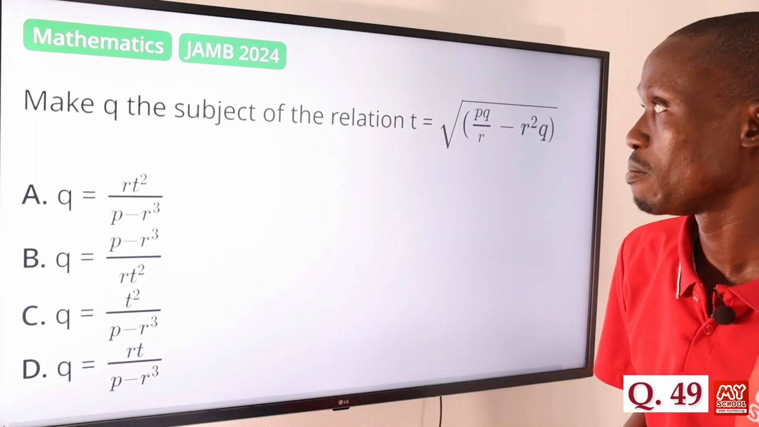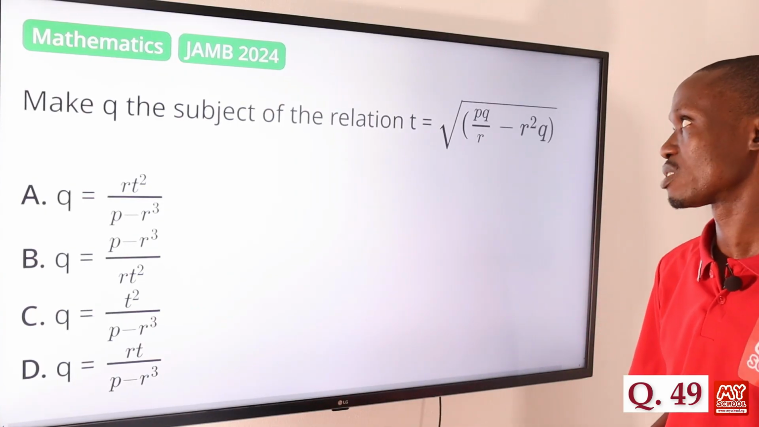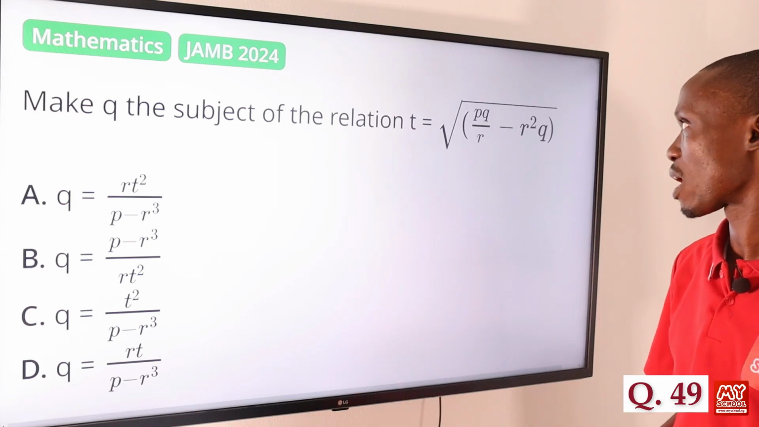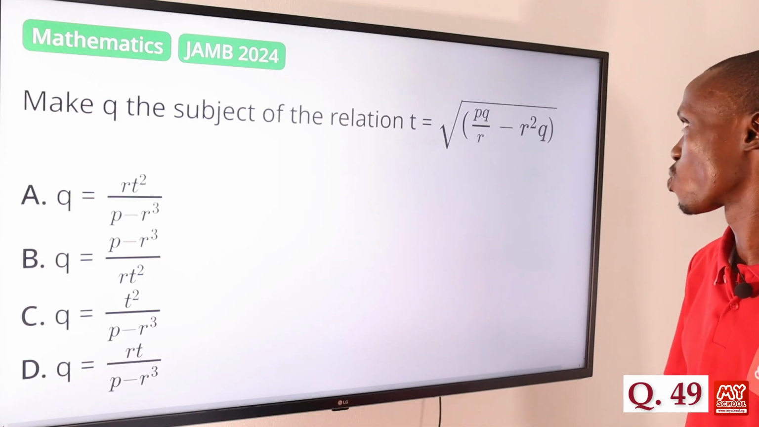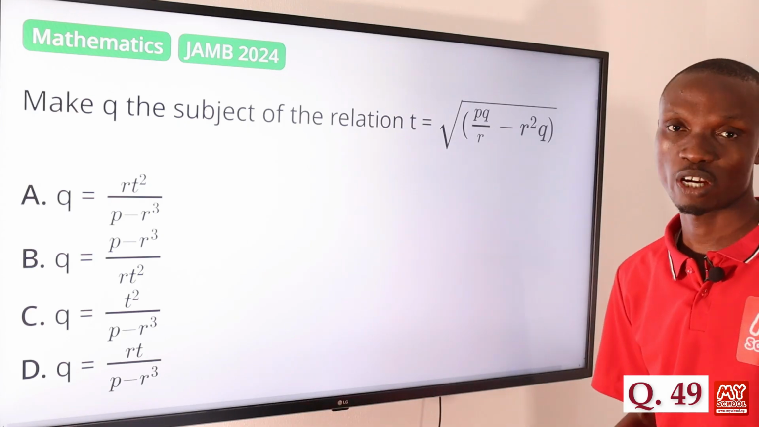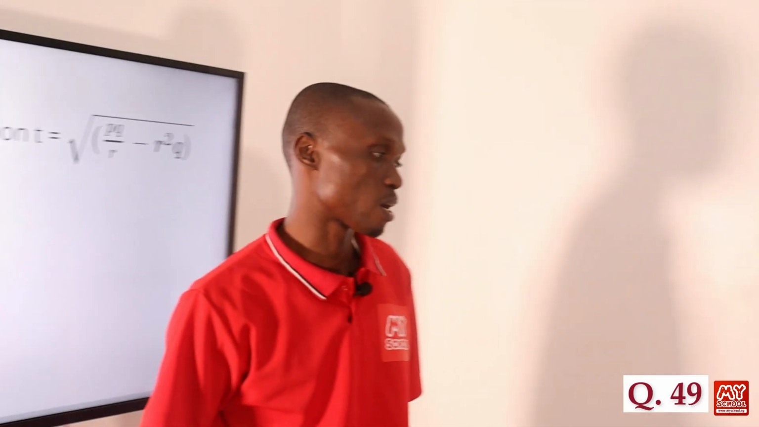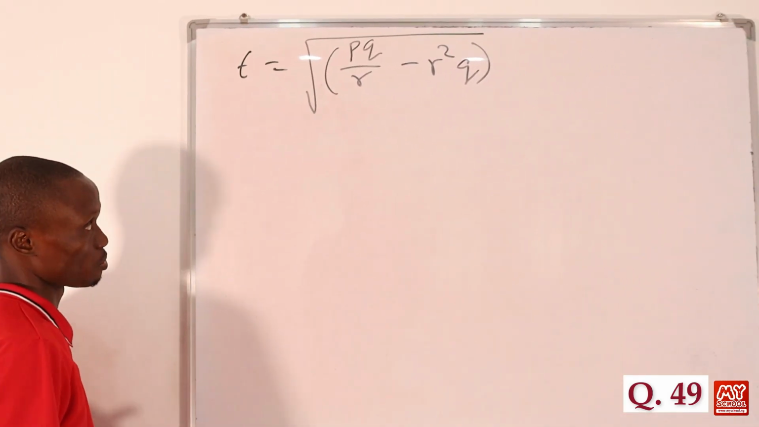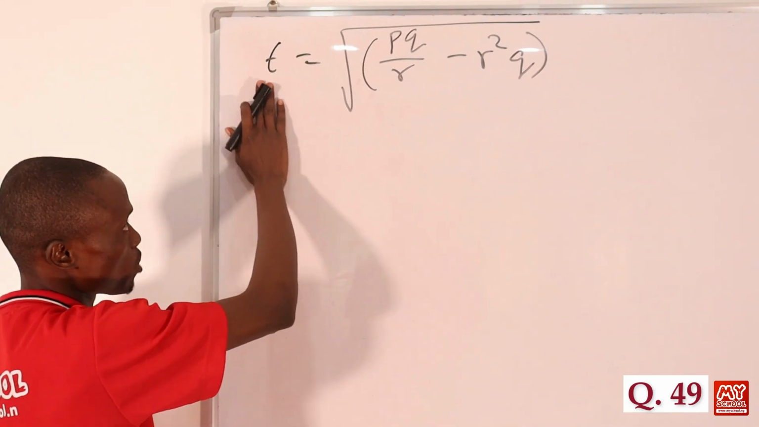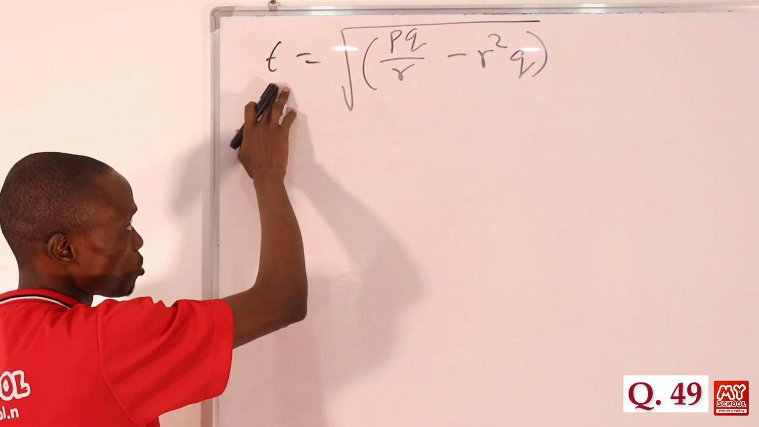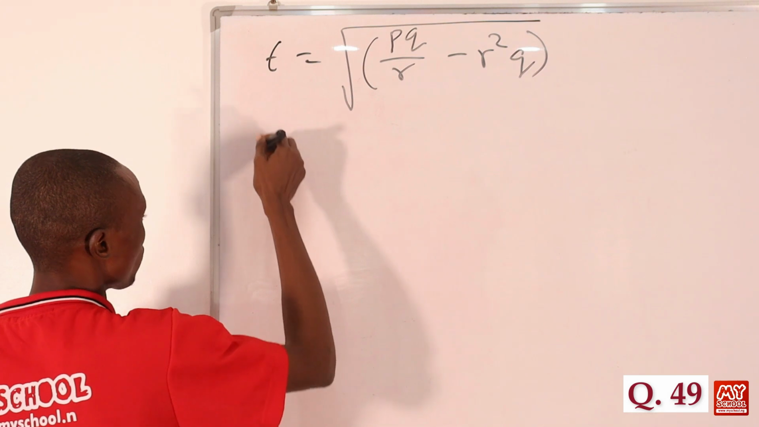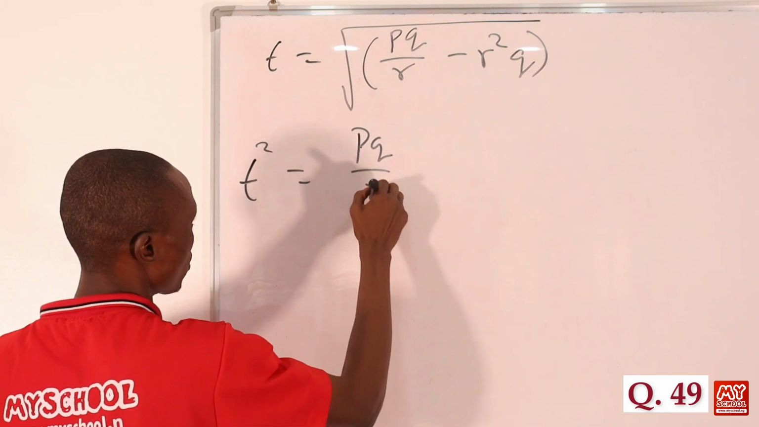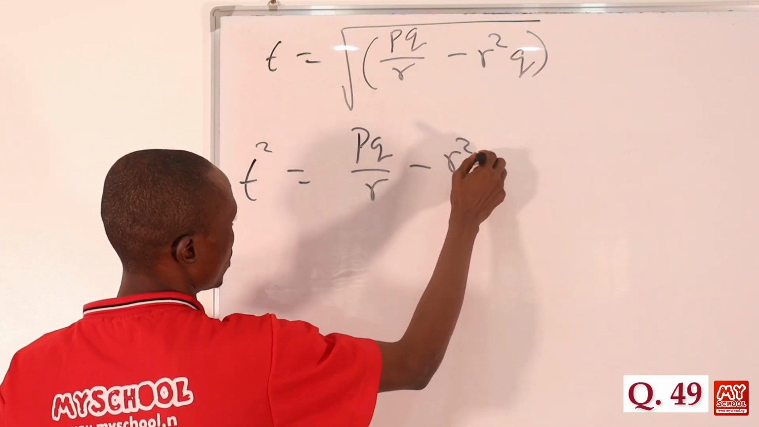Question 49. Make Q the subject of the relation T is equal to the square root of PQ over R minus R square Q, all in brackets. So let's move over to the board to provide the answer to this question. Basically they are asking us in this question to make Q the subject of the formula. To do that, first of all, we have to take the square of both sides. If we take the square of both sides, we have T square equal to PQ over R minus R square Q, right?